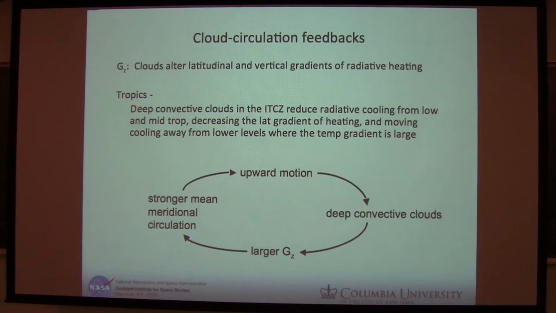In the tropics, the deep convective clouds in the ITCZ reduce the radiative cooling to the lower middle troposphere where temperature gradients are large. They decrease the latitudinal gradient of heating, and they move cooling away from the lower levels. We can represent that with this picture, where converging and upward motion in the mean meridional circulation causes deep convective clouds to form. These clouds have a radiative influence on GZ, enhancing GZ, which enhances the strength of the mean meridional circulation, which enhances the upward motion, and so forth. So we have a direct connection between cloud radiative effect on GZ and the strength of the circulation.